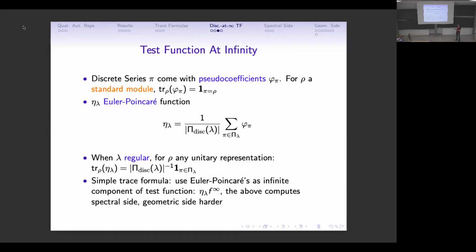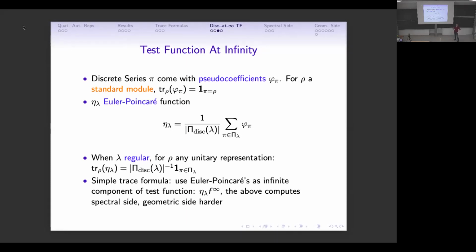So to get the simple trace formula, what you do is you plug in an Euler-Poincaré function as an infinite component of your test function. This property by itself, plus some facts about Arthur's invariant trace formula on the spectral side, computes the spectral side. And the geometric side requires a bunch of work, and that's the content of that Arthur paper.